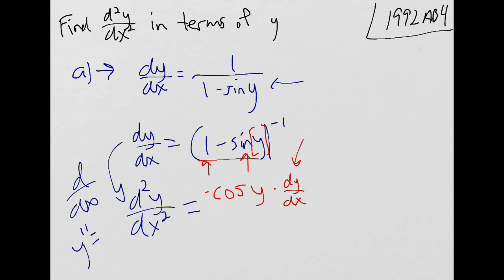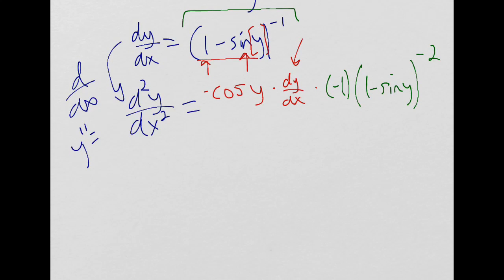So now I'm going to do the derivative of the outermost part. So that is my power rule part. It's to the negative 1. So my power rule says, multiply by the negative 1 out front, and then put the stuff back in a set of parentheses, 1 minus sine y, and then drop the power by 1. So that takes me to negative 2.